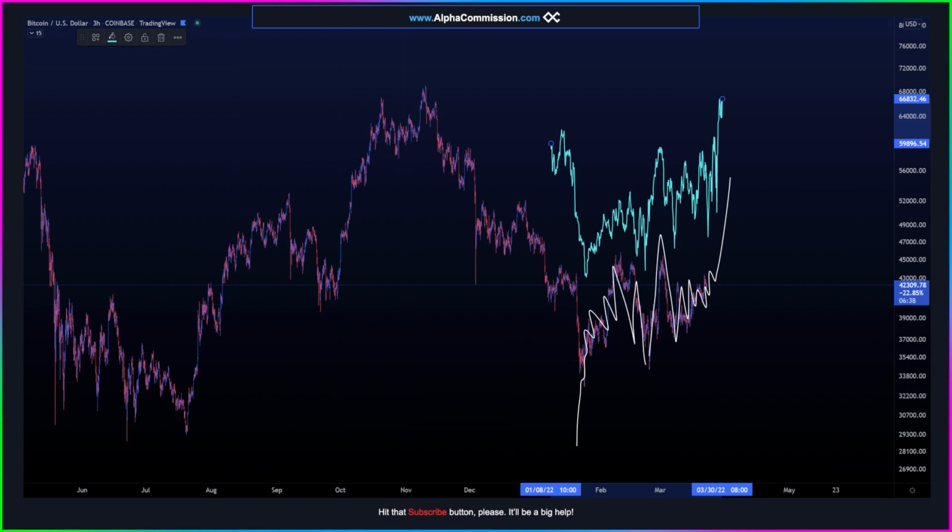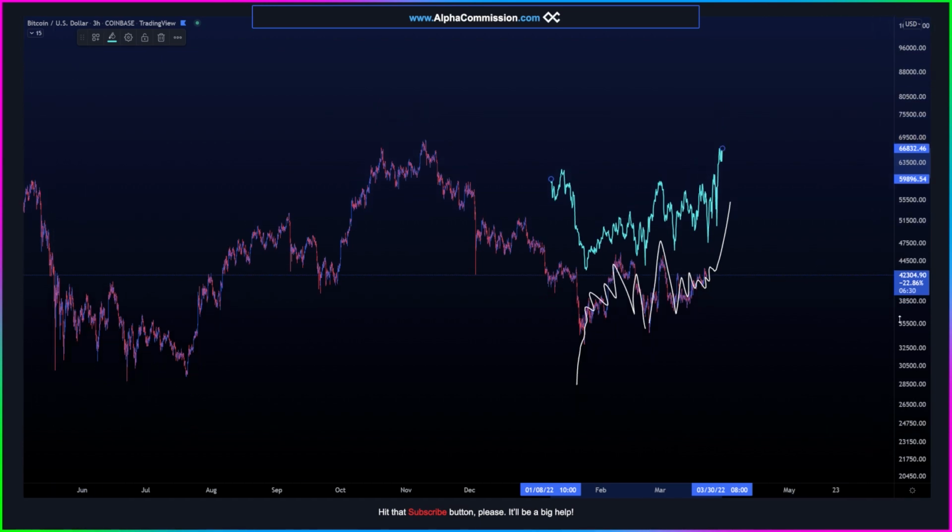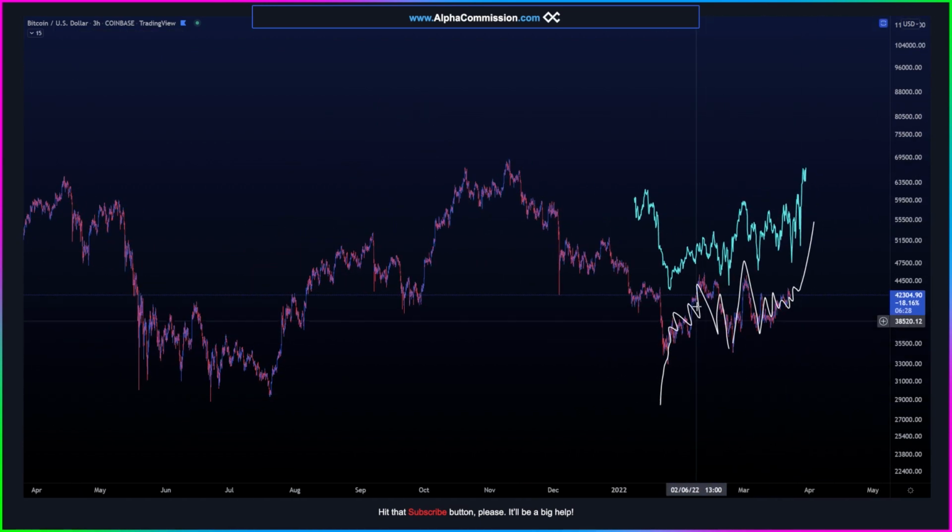But I'm doing my best to think out of the box for you guys, and I have never seen anyone point this out. So, here I am doing it for you. And I'm looking at this and I'm thinking this is an interesting confluence for a possible pop upwards.